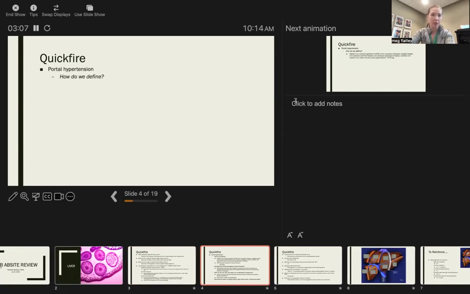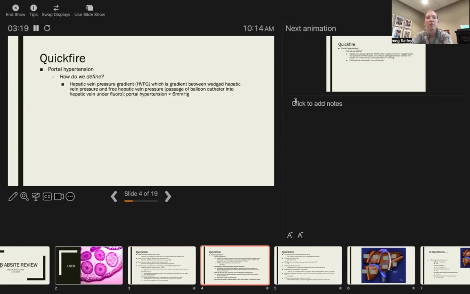Let's talk about portal hypertension. How do we define that? What test do we do? Daniel. GI will do it. You're going to measure the hepatic vein pressure gradient. So they're going to do that where they get a wedged hepatic vein pressure and then a free pressure. And then it's the gradient between these two things. And then portal hypertension is defined as greater than 6 millimeters of mercury. I've seen this on the exam before. The pressure typically required for a variceal rupture is going to be greater than 12. I think that would be hard to test with just a specific number.